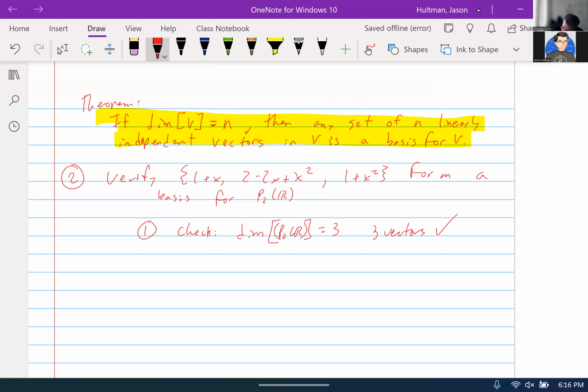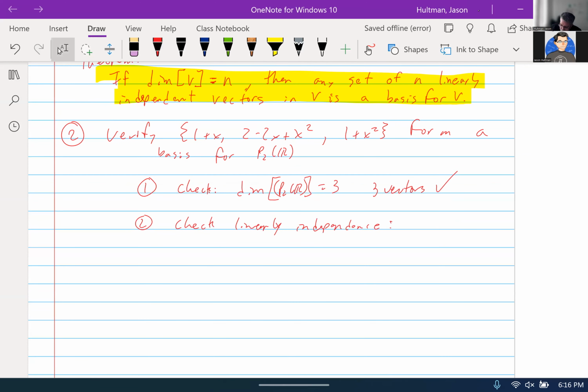Okay, now check for linear independence. And how are you going to do that with functions? Well, we're just going to do that with the Wronskian. So we'll do 1 plus x, 2 minus 2x plus x squared, and then 1 plus x squared.